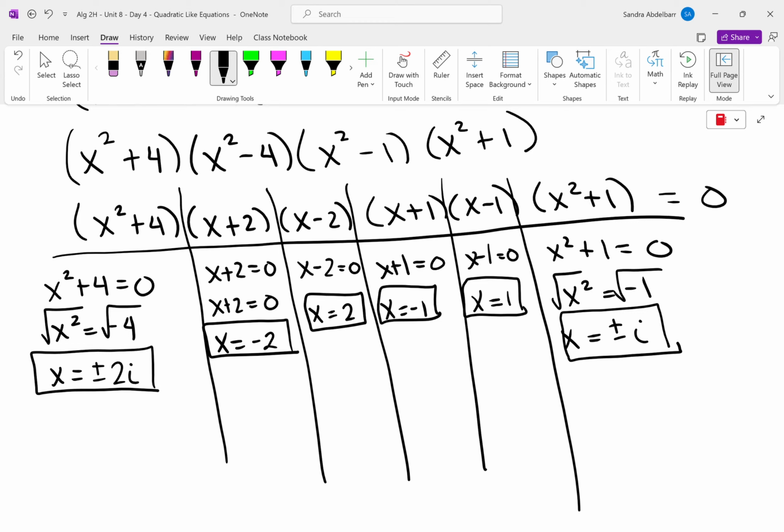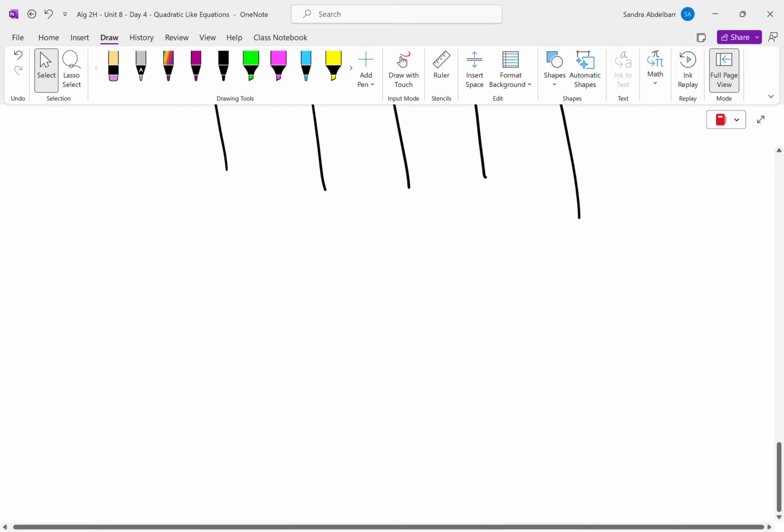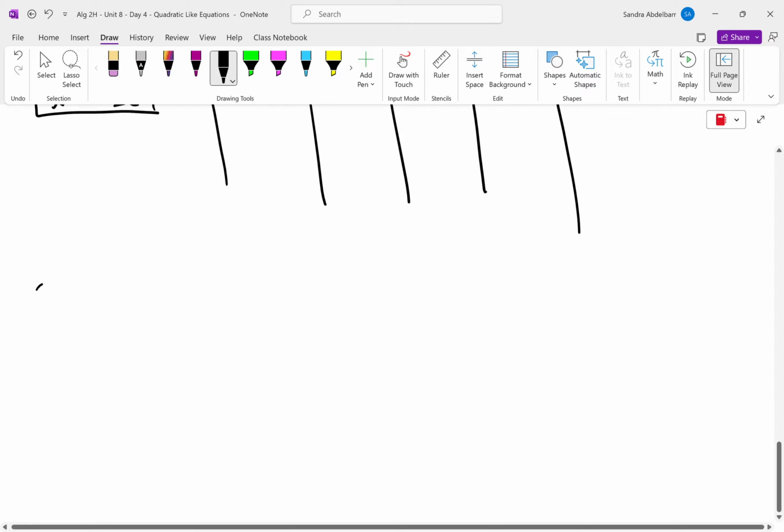Do I have 8 solutions? Yeah. Hey, not all of them are real, but it doesn't matter. I have 8 solutions. Okay, I want you to try this one on your own.